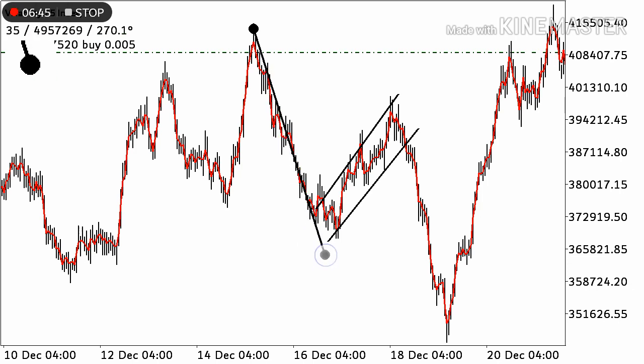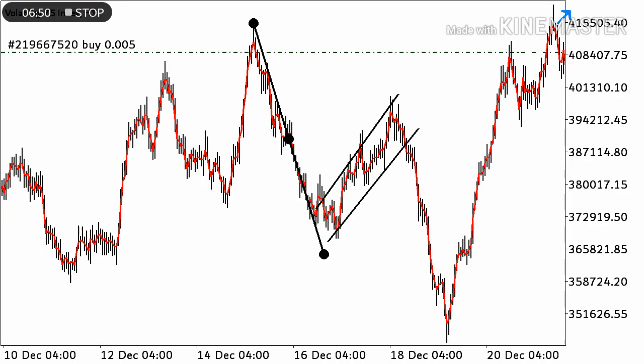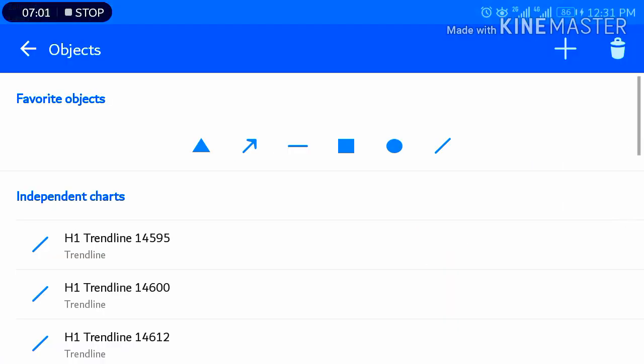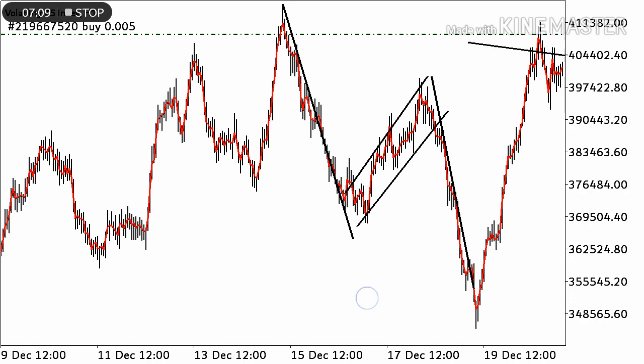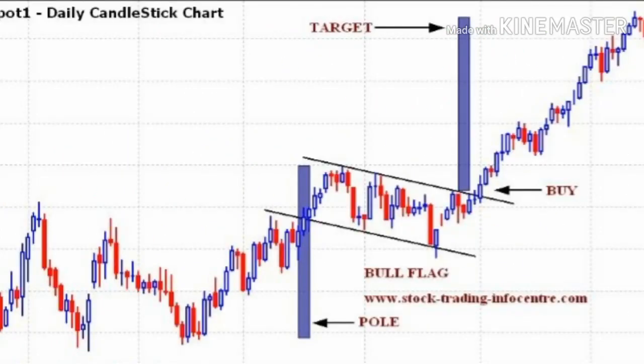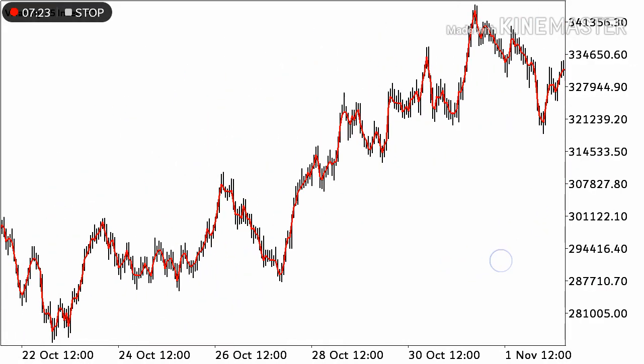So before you draw this, you have to measure. Look at the first leg measurement and draw the second leg, and set your take profit and stop loss. Look here. Okay, so this is the power of price action. Let me show you one more. The market draws more and more things. If you have knowledge, you will make more and more pips, but you have to find accurate things.